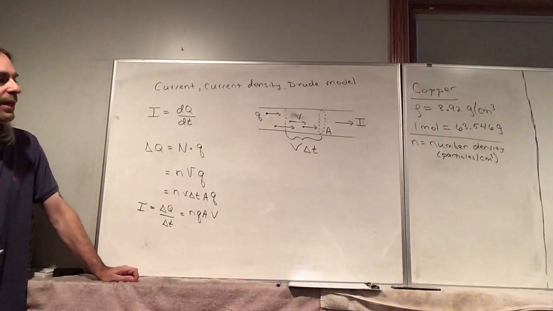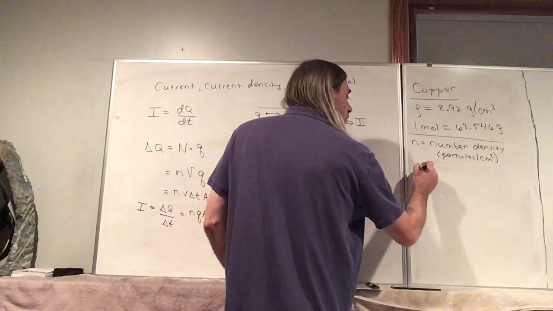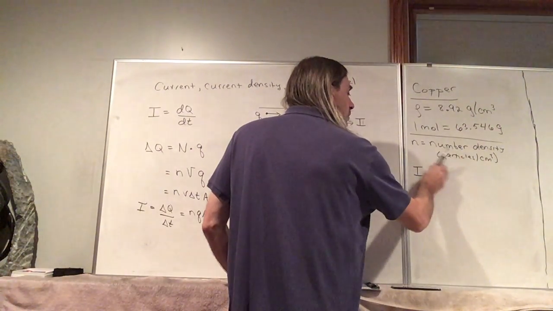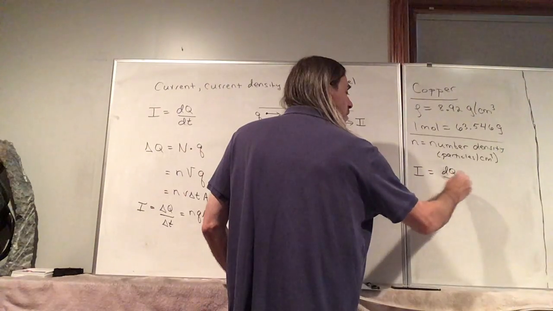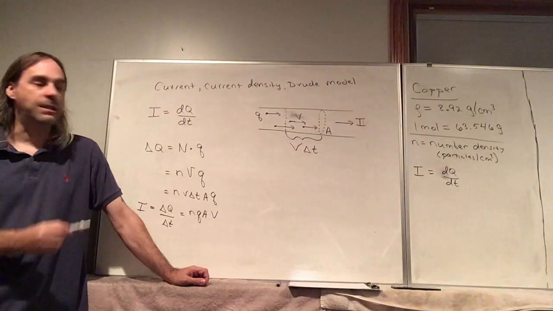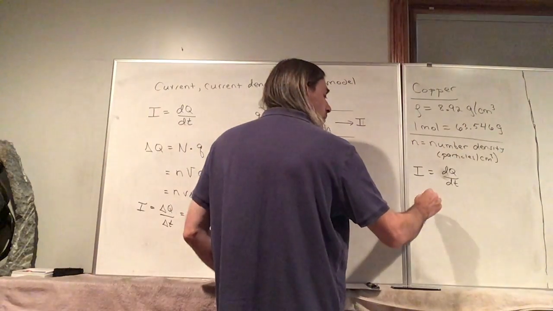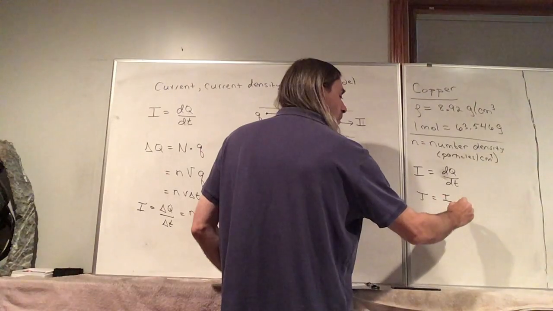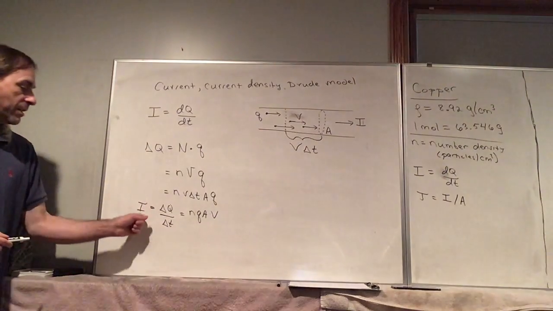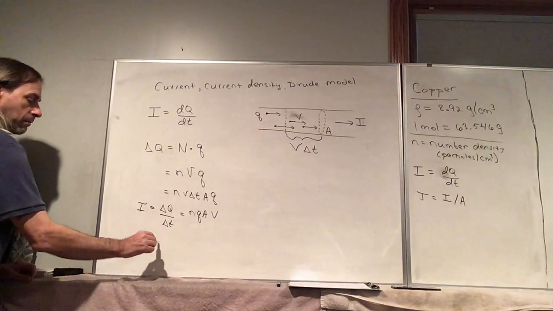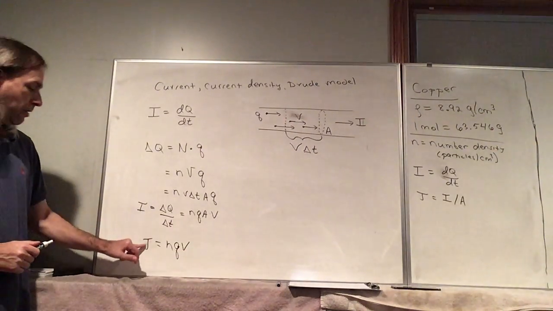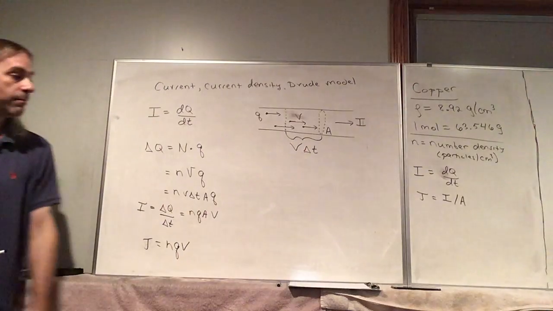And we're going to find one more thing. So here we have current. In general, it's dQ/dt. And we're going to find something else called current density. We use the letter J for that. That's the current over the area. So if we divide the current by the area, we get that the current density is just N Q v.